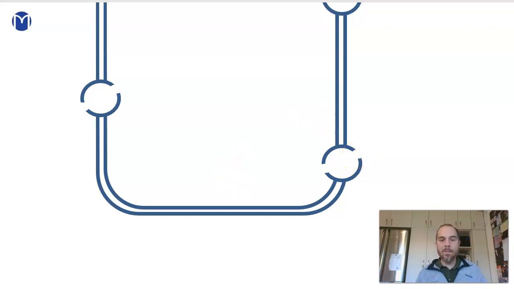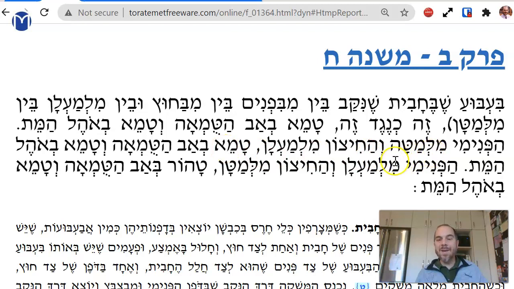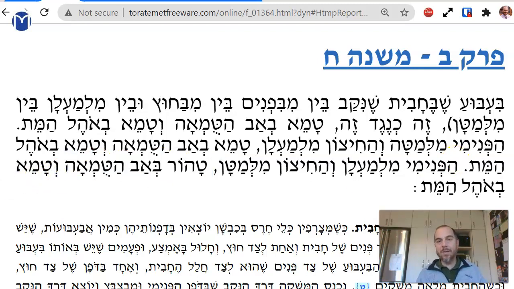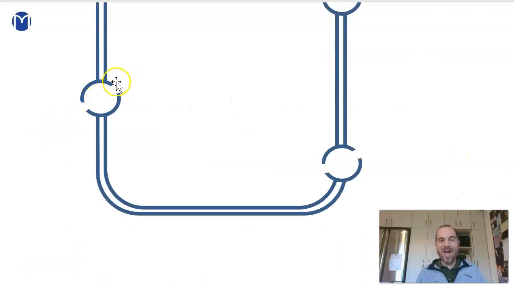But the Mishnah says, on the last case, v'pnimi milimala, if the inner hole is up, it is confusing, vachitzon milimata, and the outside one is down, then tahor be'avatuma. So in this case, if the avatuma touches the outside, it's tahor, but still v'tamei be'oel hamet. If the inner one is up and the outside one is down, then if the avatuma touches here, the flow here would be inside, even though there's pressure on the inside. I'm not really sure why. The Mishnah doesn't explain why that is.